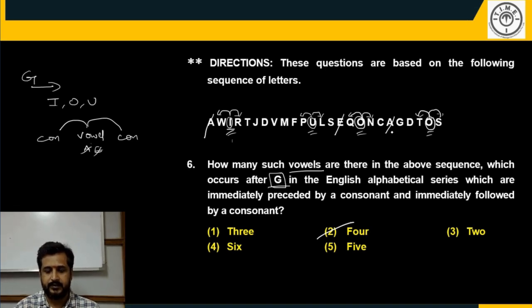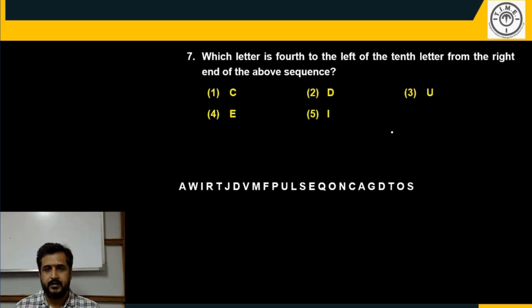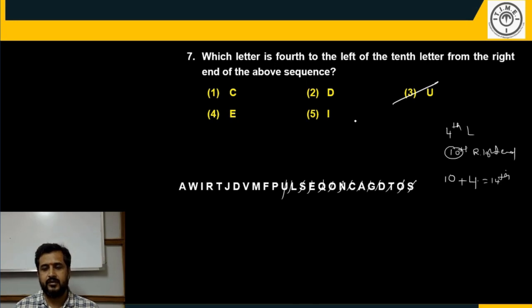Okay. Now move to the next question. Which letter is 4th to the left of 10th from the right hand in the above sequence? So what is the number mentioned here? 10. Left is plus. In the right hand, right will be minus. So 10 plus 4, 14th from the right hand. 1, 2, 3, 4, 5, 6, 7, 8, 9, 10, 11, 12, 13, 14. U. So choice 3 is your answer.